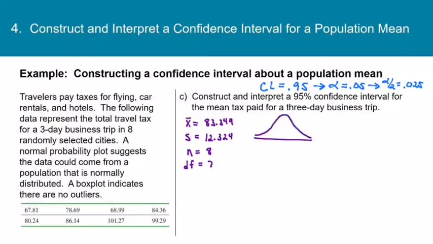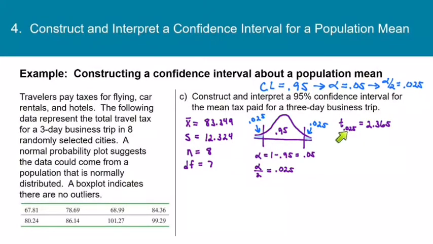If it helps, you can draw that on a diagram. The area in the middle between the two t-scores that we're looking for is 0.95, and that means the area in the tails is 0.05, and that means the area in each individual tail is 0.025. Now using alpha over 2 of 0.025 and degrees of freedom 7, you can go to the t-table and find that t sub 0.025 is 2.365.